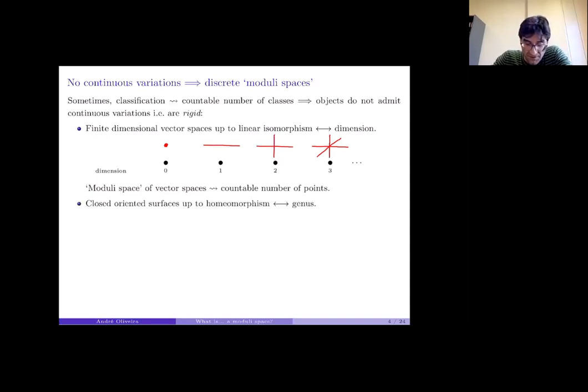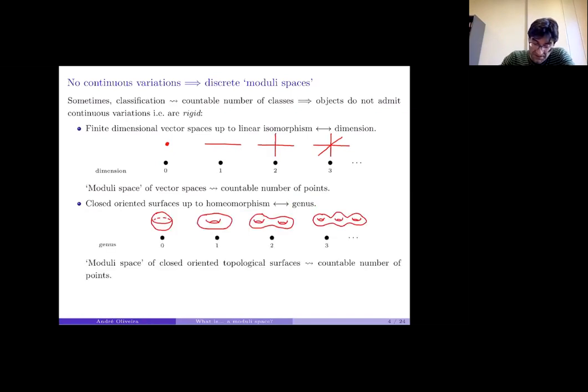If you want to classify closed oriented surfaces up to homeomorphism, and by closed I mean compact surfaces without boundary, these kinds of surfaces are classified by their genus, up to homeomorphism, okay, by the number of holes. So the genus is again a discrete invariant. Here they are, it's the same thing. Genus zero, you have the sphere. In genus one, you have the torus. Genus two and genus three, and so on. All right. If you have two compact oriented surfaces without boundary with the same genus, then surely they are homeomorphic. So they are in the same class. Okay. So again, the moduli space is not very interesting. It's a countable number of points.